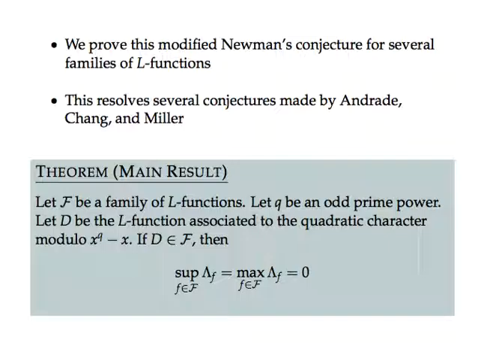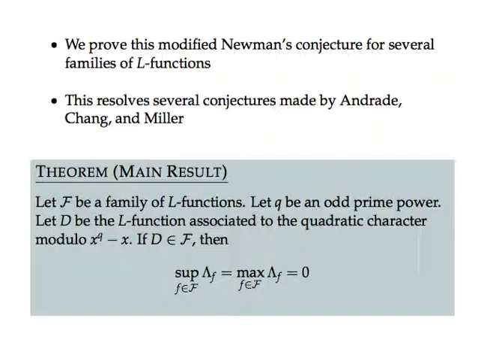Our main result is the following. For F a family of L functions, and q an odd prime power, let L_d be the L function associated to the quadratic character modulo x to the q minus x. If the L function L_d is in this family F, then the modified Newman's conjecture holds.